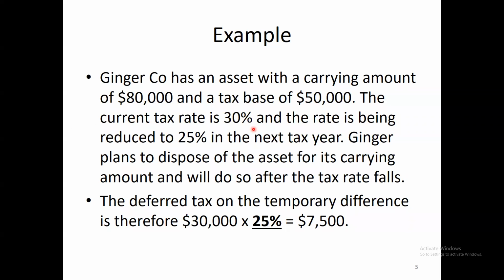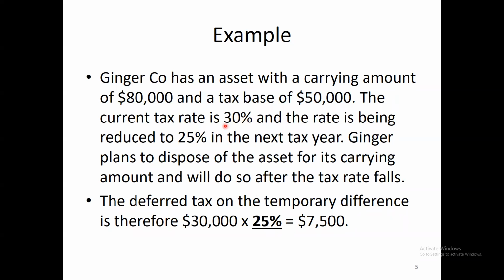The current tax rate is 30%, and the tax rate is being reduced to 25% next year. So there's an expectation that in the future, tax will be reduced to 25% from 30%. So Ginger plans to dispose of the asset for its carrying amount and will do so after the tax rate falls, right? So the Ginger company plans to sell the asset at its carrying value.